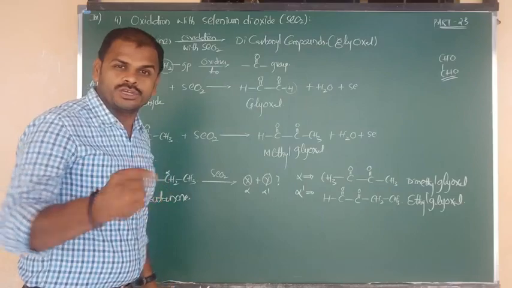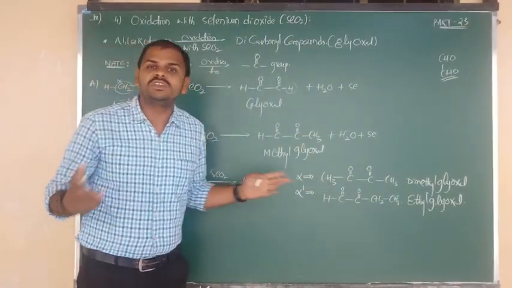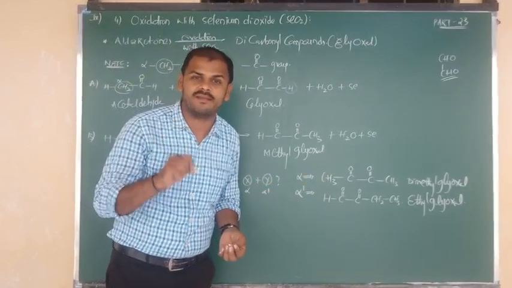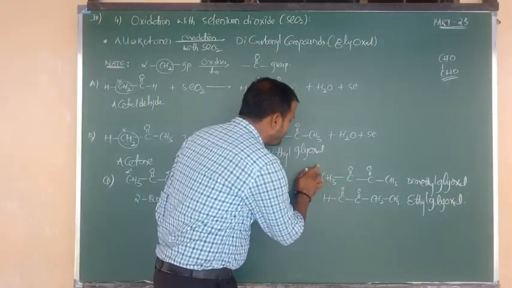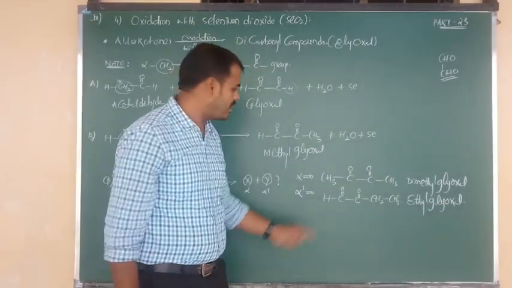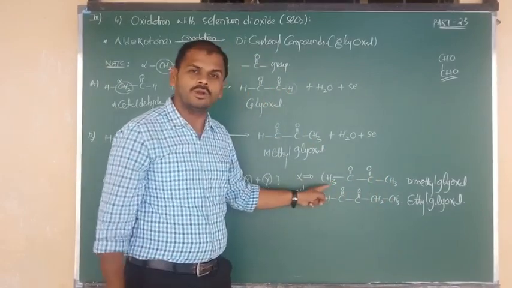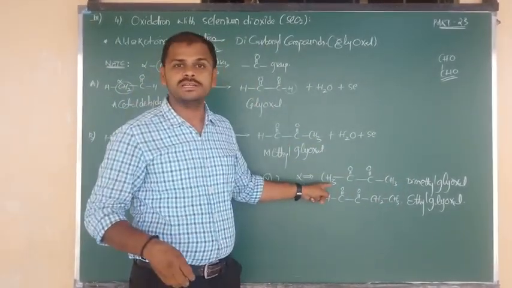Now the question is, of the two products X and Y, which one is major and which one is minor? That you have to decide. Listen carefully. The carbon adjacent to C double bond O, again you have to say, is alpha. Total how many alpha carbons are there? 2 alpha carbons. How many alpha hydrogens are there? 6 alpha hydrogens.